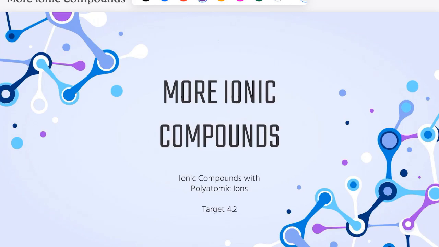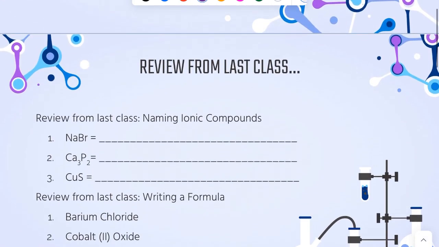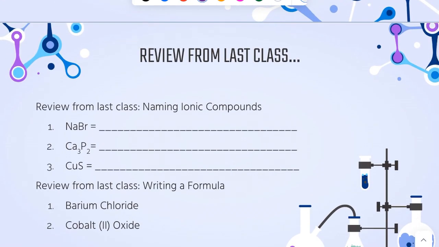Today's notes are called more ionic compounds, which are going to be compounds that all contain polyatomic ions. And this is still target 4.2 because we're still going to discuss ionic compounds. But before we move to the new types of compounds, let's review from our notes from the last class.